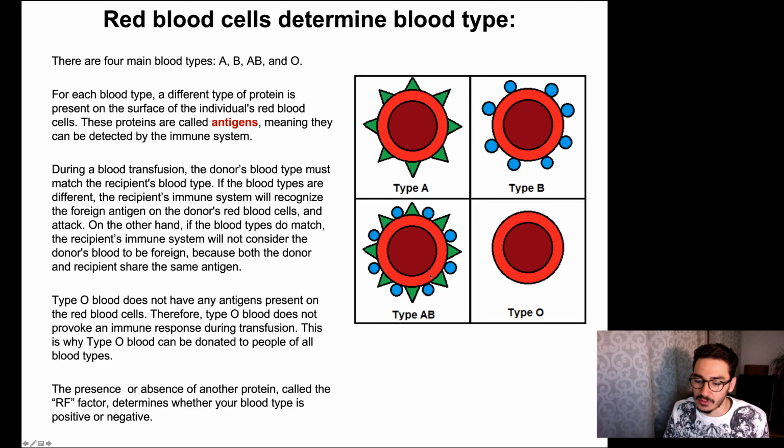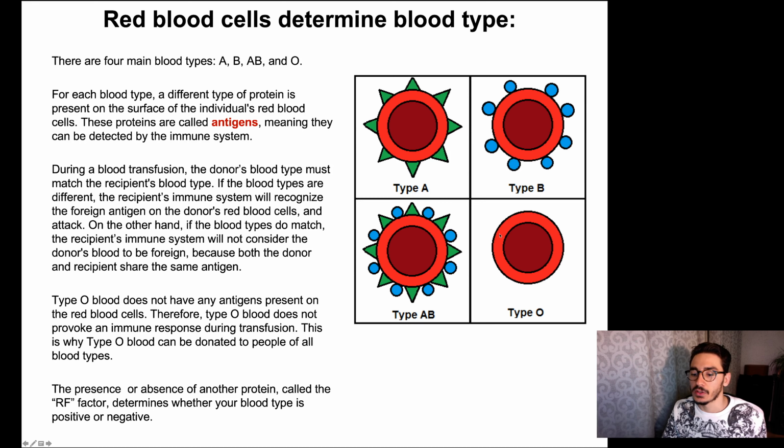So type A and B can receive any type of red blood cells, but type O cannot receive type A and B, because type O doesn't have antigens, so your immune system never sees any antigens. So if you're gonna receive A and B, the immune system is gonna attack them. The same for A and B.